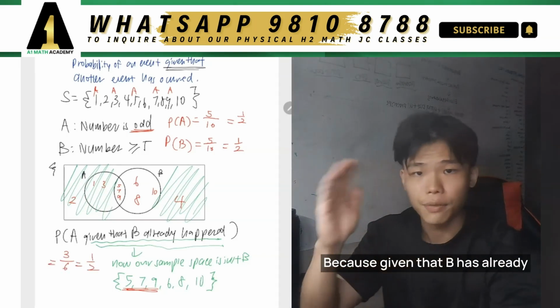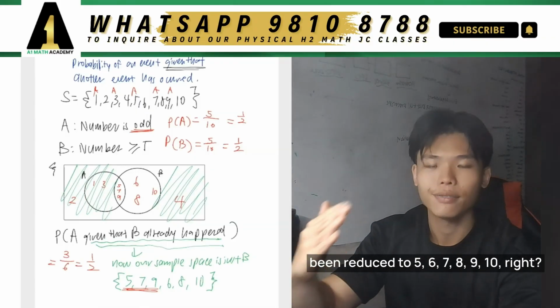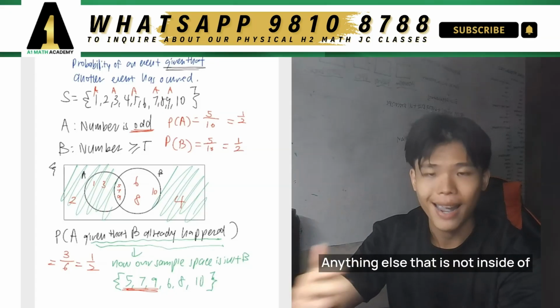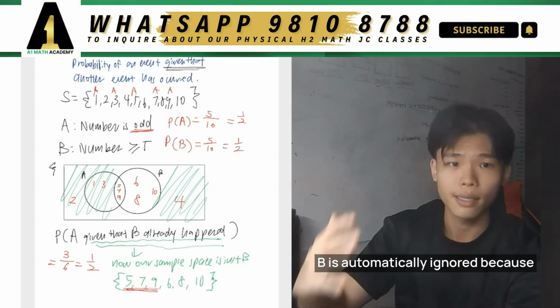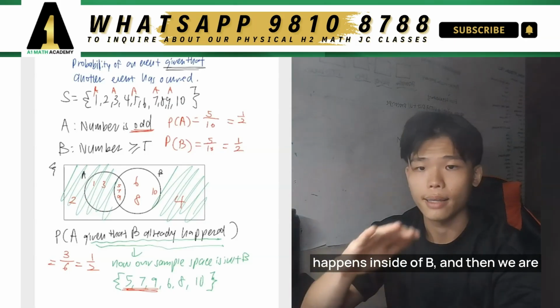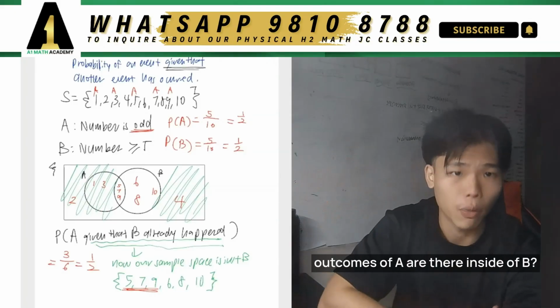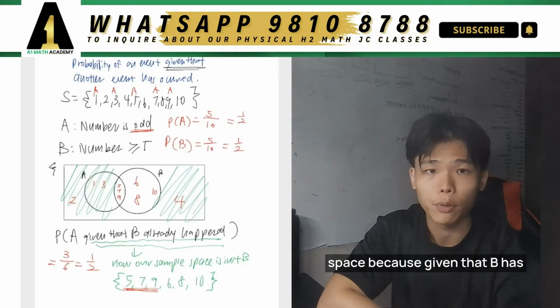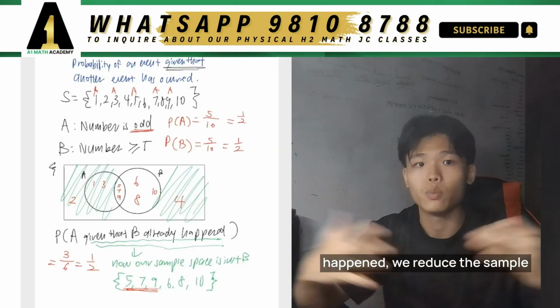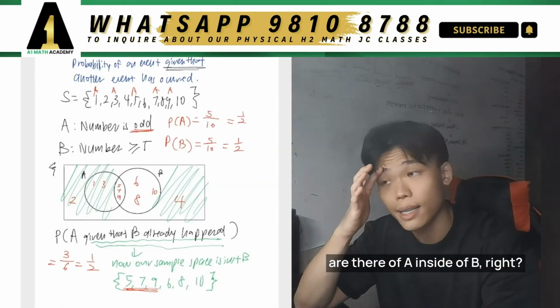Because given that B has already happened, the sample space has been reduced to 5, 6, 7, 8, 9, 10, right? Anything else that is not inside of B is automatically ignored because now we only care about what happens inside of B. And then we are basically trying to find out how many outcomes of A there are inside of B. So we often call B the reduced sample space, because given that B has happened, we reduce the sample space to only B. And we're just trying to find out how many outcomes there are of A inside of B.